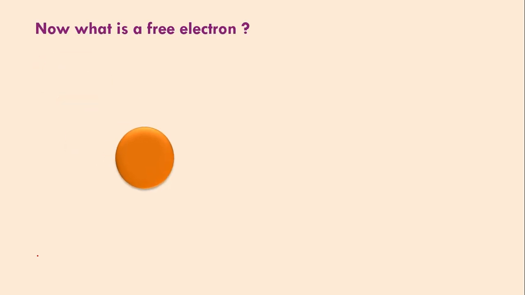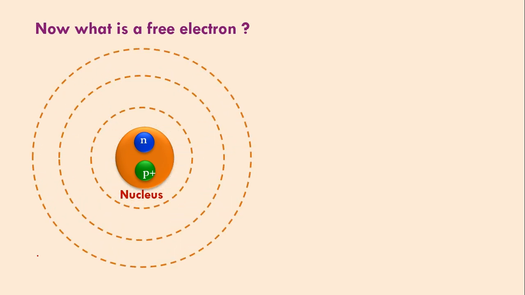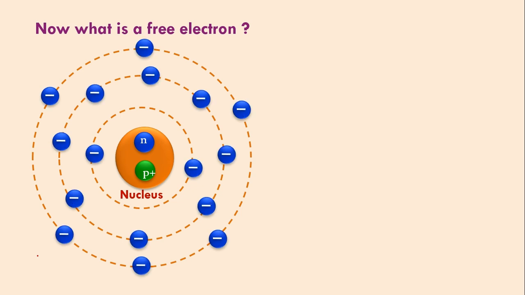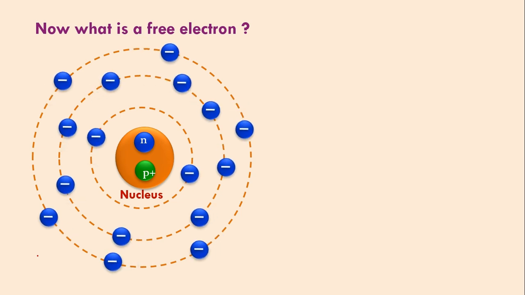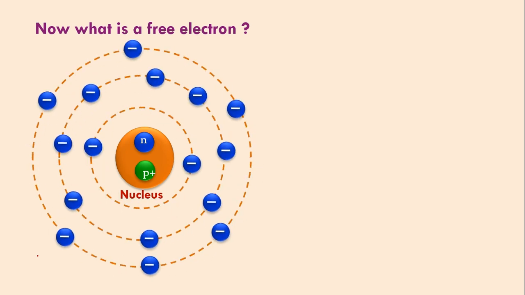Now, what is a free electron? Basically, we know that this is a nucleus. Around the nucleus we have some orbits, and in the nucleus we have protons and neutrons. These fixed orbits around the nucleus are also known as main shells. On these main shells, the free electrons can revolve. These are the free electrons. They revolve in a particular orbit.